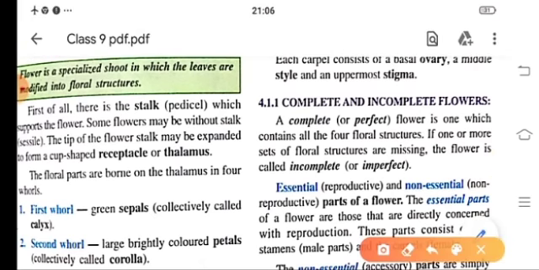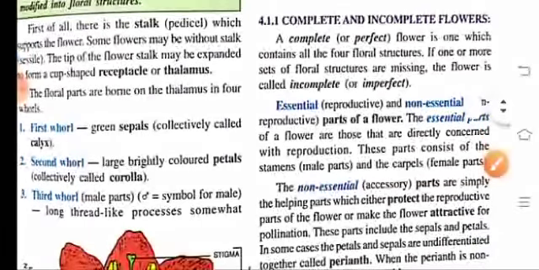Now next is essential or non-essential parts. That means which parts are essential for the reproduction and which parts are non-essential for the reproduction process. So the reproductive parts, that means the male and female parts of the plant, are known as the essential parts, and the non-essential parts of the flower are the calyx and the corolla.